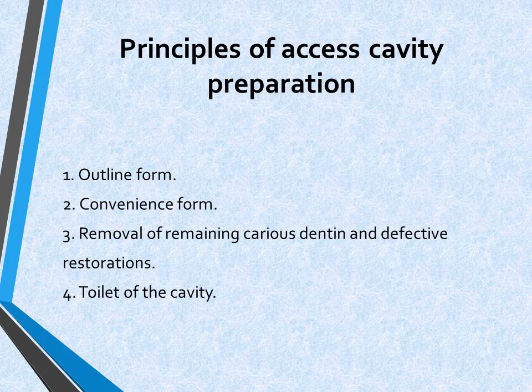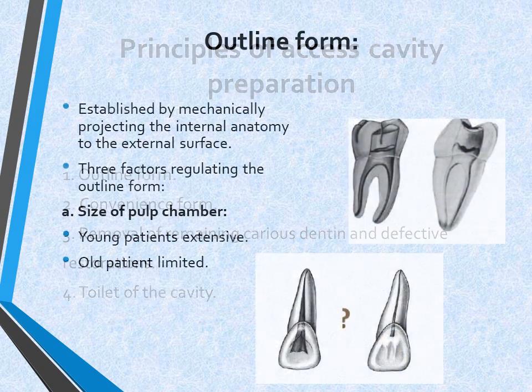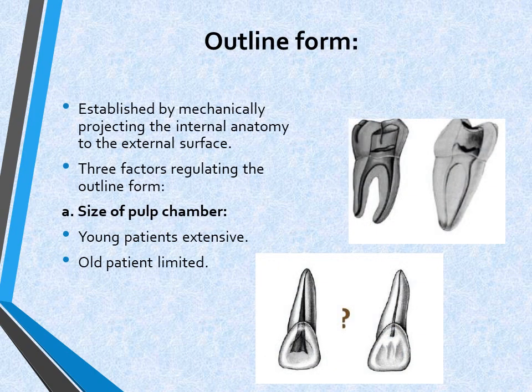You have to have an outline form, a convenience form. It's something similar to the principles of cavity preparation which you have studied in operative dentistry. Removal of the remaining carious dentine and defective restorations from the cavity. Now what is the outline form?